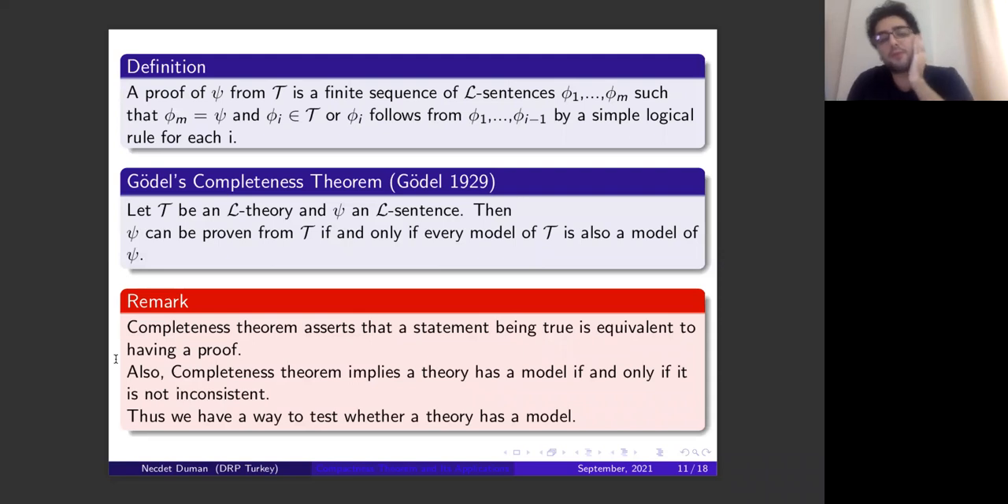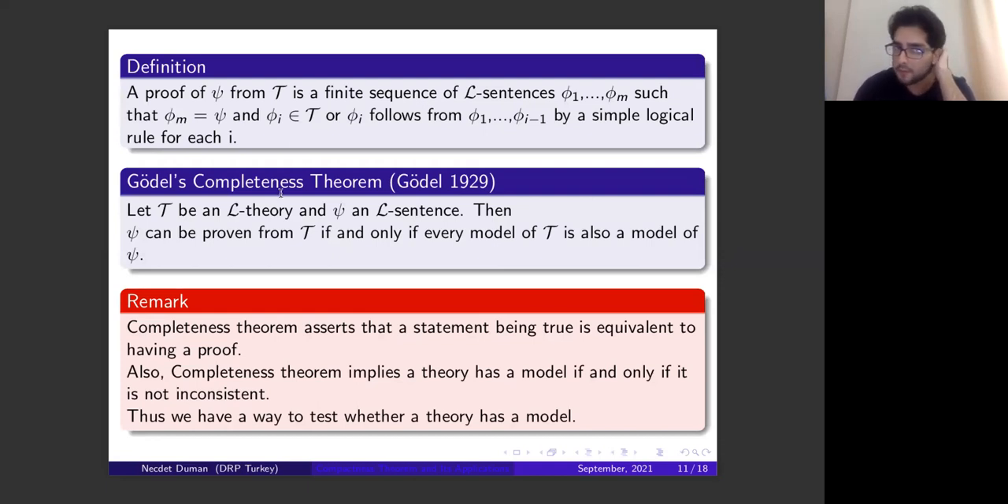So we will define what a proof is. A proof of a sentence from a theory is a finite sequence of sentences, where the last sentence of the sequence is the thing we want to prove, and every sentence in between is either something from the theory or something implied by the things before. And this kind of fits with our daily use of proofs. We start with something, we say that this implies this implies that, until we get the thing we want to prove.